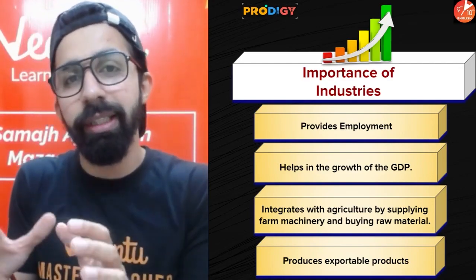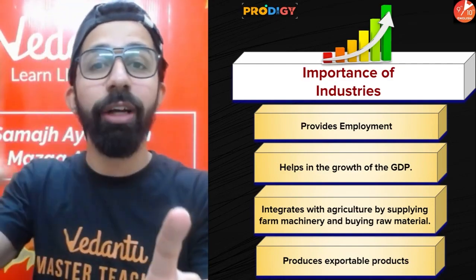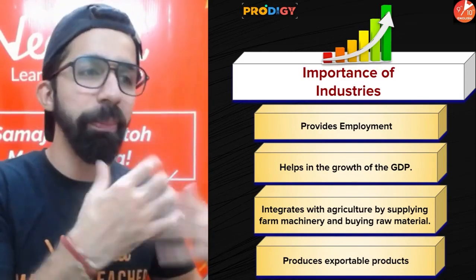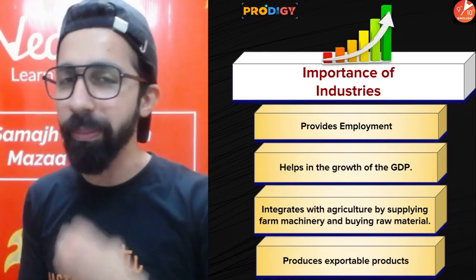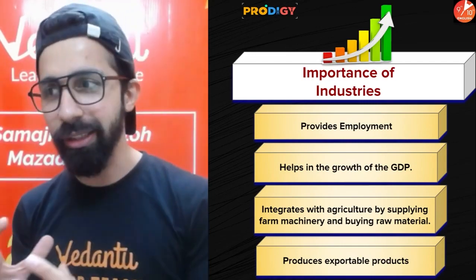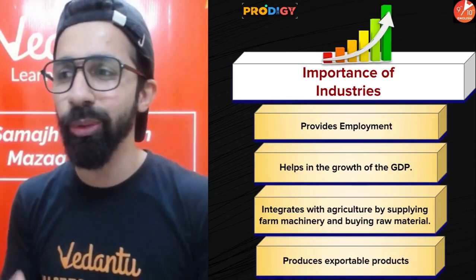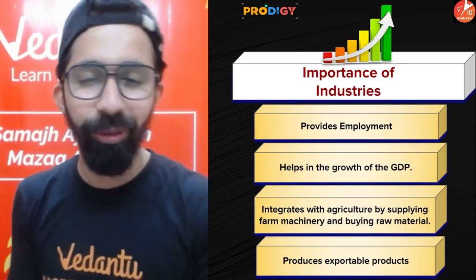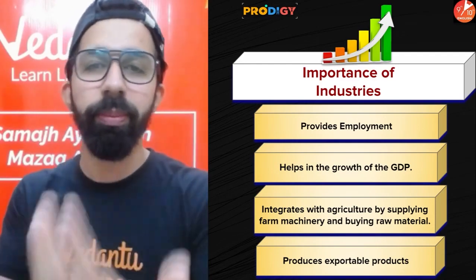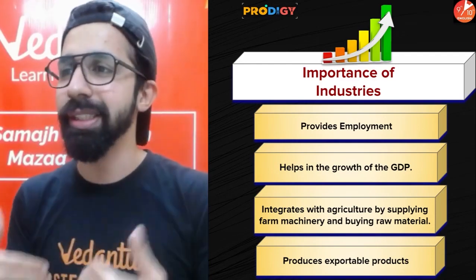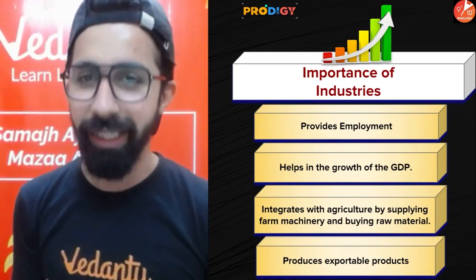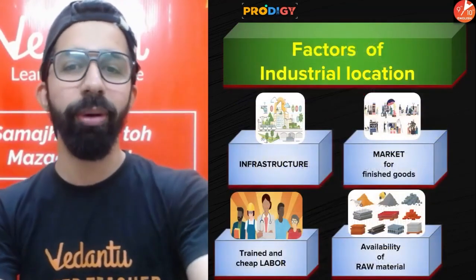On the other hand, there are many agro-based industries. Those industries are dependent upon the raw materials coming from agricultural fields. So the development of these two things goes hand in hand, or both are dependent upon each other. It also produces exportable products. I already told you, the surplus products are exported, because of which we are getting foreign exchange. So this is how industries are important to us.